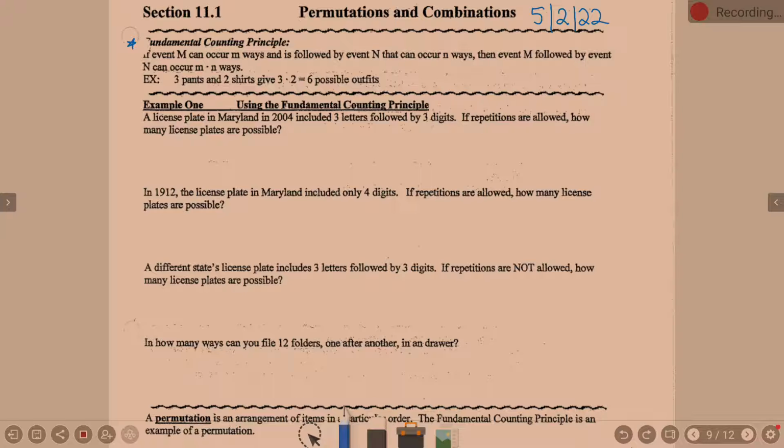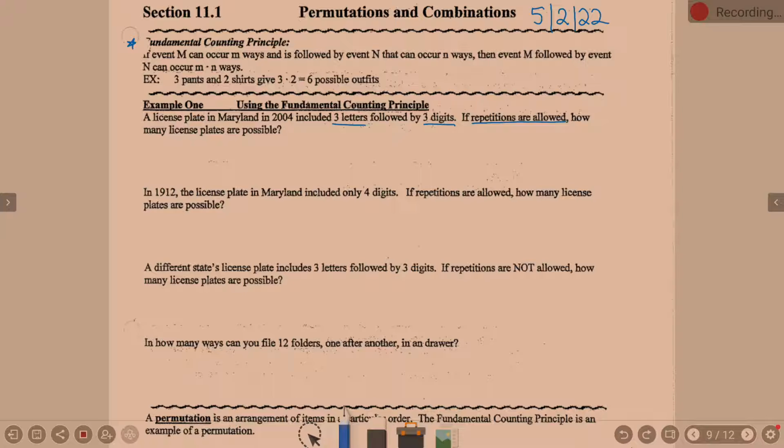Maybe, maybe not. Okay. Well, let's look at example 1. We're going to get a little fancy right off the bat here, but a license plate in Maryland in 2004 included 3 letters followed by 3 digits. If repetitions are allowed, how many license plates are possible? Okay. So, this is why I said you're going to want calculators by your side today, because you don't want to have to do this math.